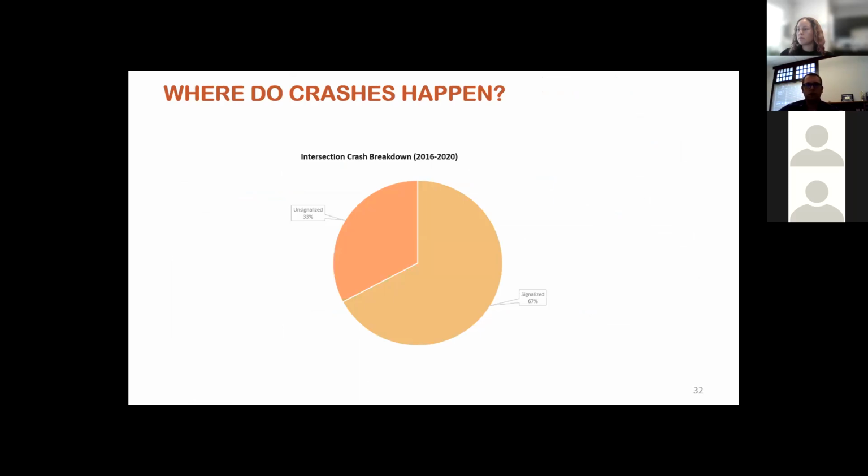Probably no surprise to anyone. Where do we see the majority of crashes happen in town? By and large, it's about 2 to 1 signalized intersections versus unsignalized. Next one.